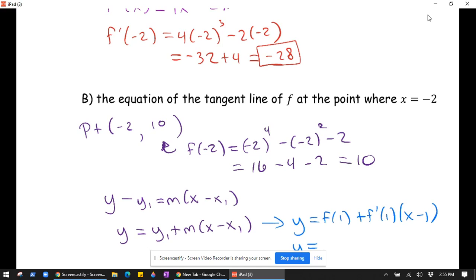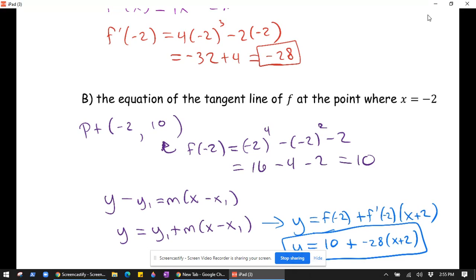So f of 1 we learned, sorry, where did I get the 1 from? I don't mean 1, I mean -2. So x minus -2 is x plus 2. f of -2 we learned was 10. f prime of -2 we learned above is -28. So we have the equation of the tangent line. In red above is the slope of the tangent line.